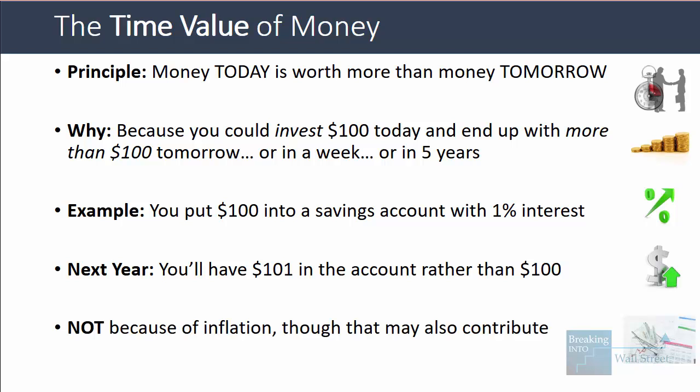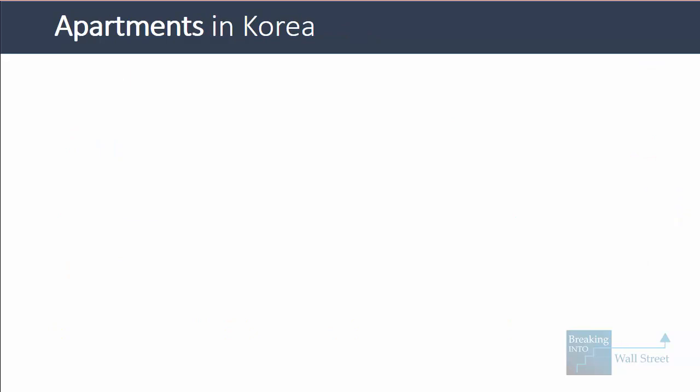Now, this is not because of inflation, although that may also contribute. The real reason for the time value of money is that you could invest money today and earn more with it tomorrow. So if you have $100 today and $100 in 2 years, the $100 today is worth more to you today. Now, a lot of finance textbooks go into this concept, but they don't really give good examples for how to think about it. So I'm going to share a quick story of something that happened to me in real life and show you how you can use this to understand the concept of the time value of money.